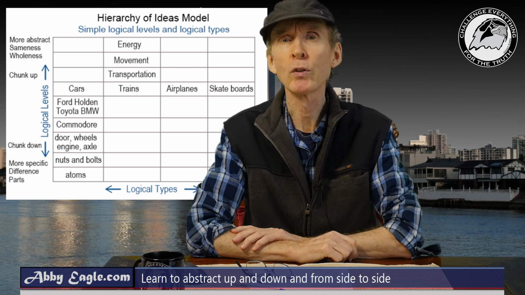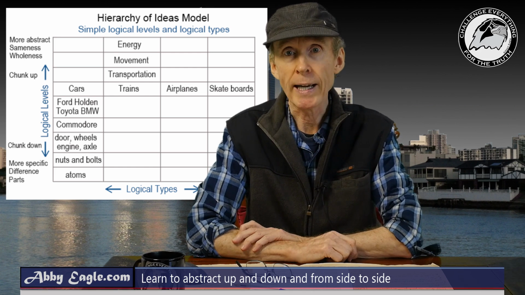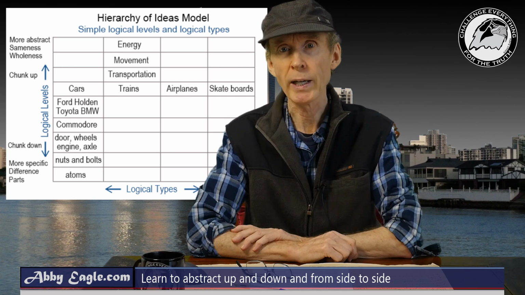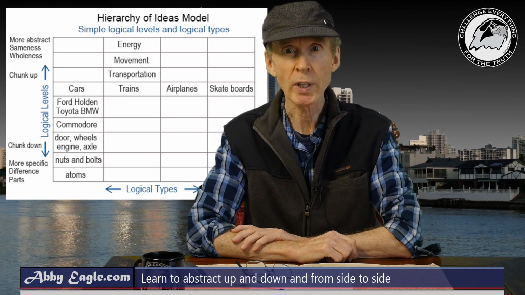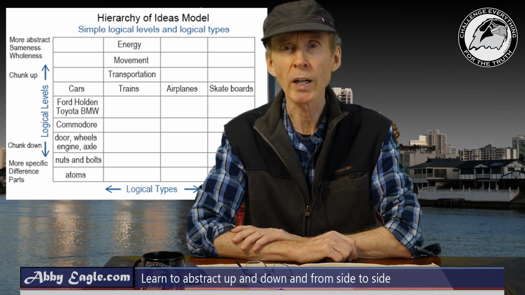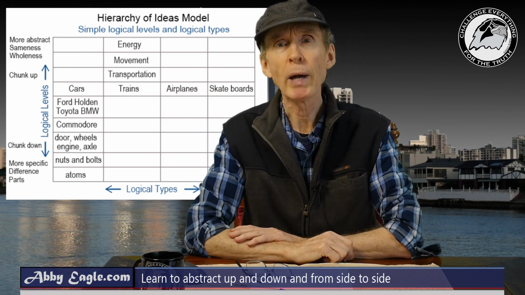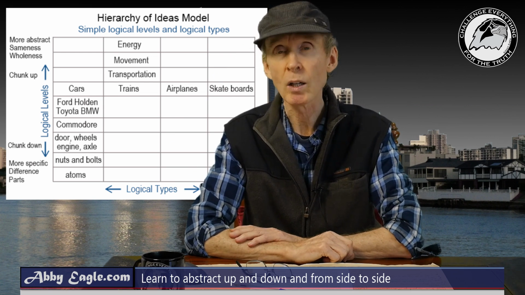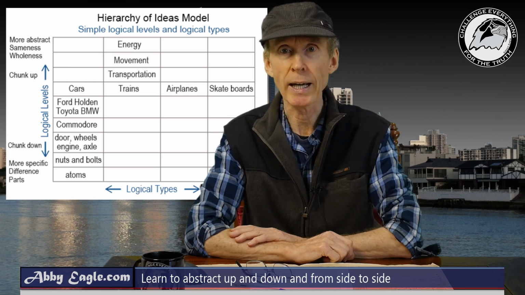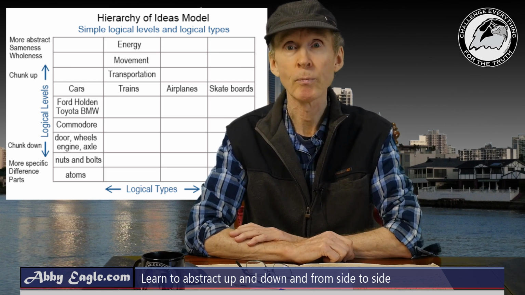Let's take a brief look at the hierarchy of ideas. This is Tad James's model. So in this example, we start with cars. We ask, what are cars an example of? And we get transportation. What is transportation an example of? And we get movement. And then we continue chunking up, that is abstracting up to the level of energy. Chunking back down to the level of transportation, we ask, what are other examples of transportation? And we get trains, airplanes, and skateboards, and things like that. These are what we call logical types.